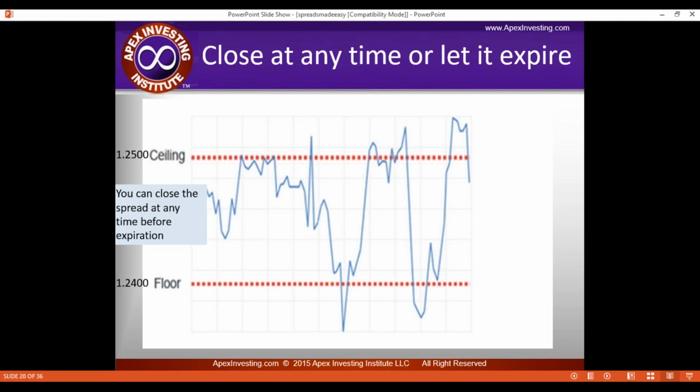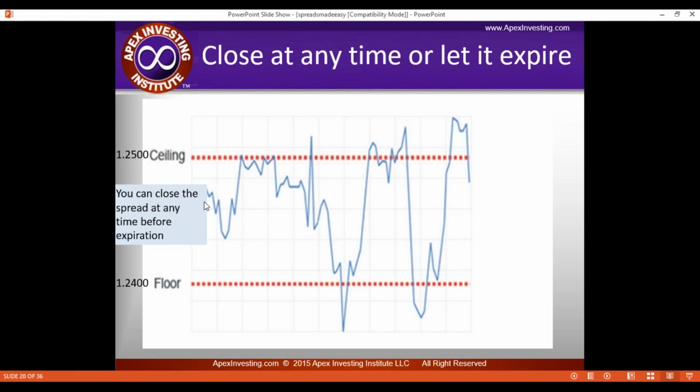Now, spreads, just like binaries, do have expiration times. They open at a certain time and then they expire at a certain time. And you can close the spread at any time before expiration. You can hold it till expiration or you can close out early.